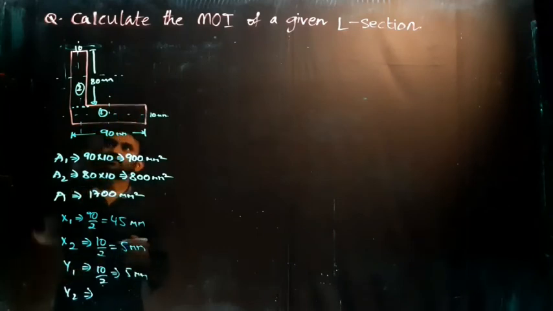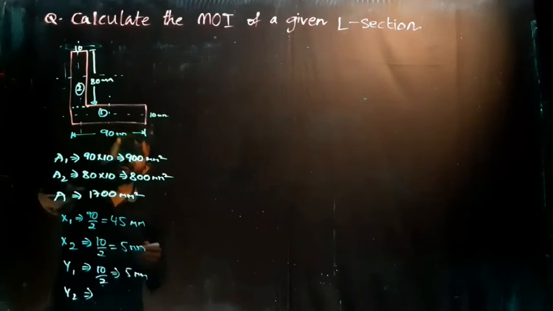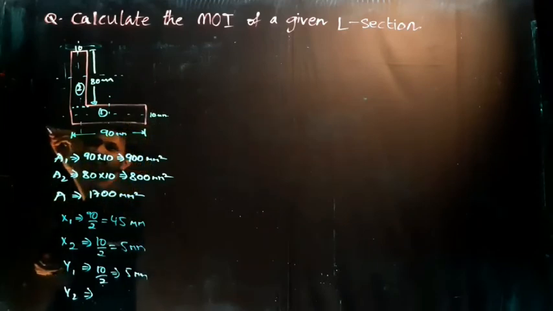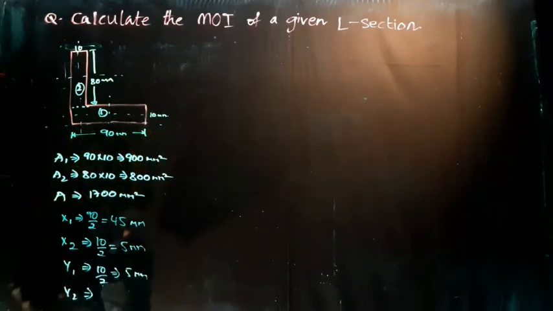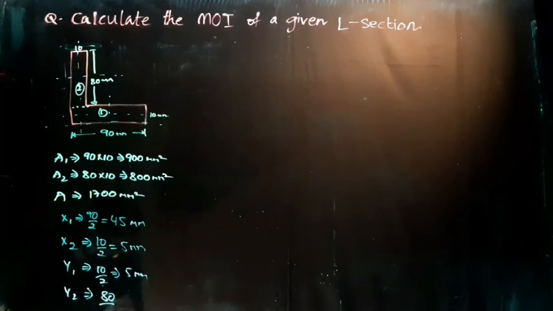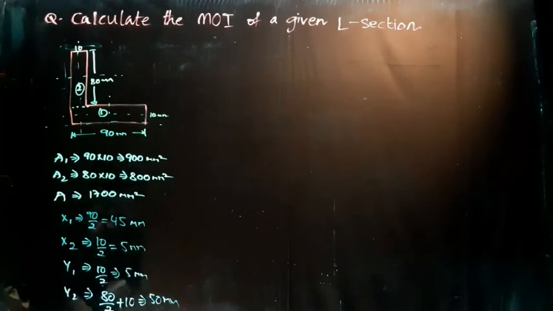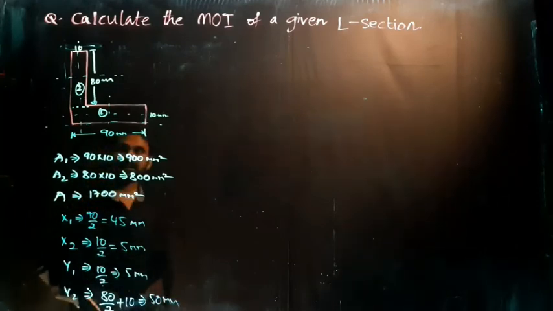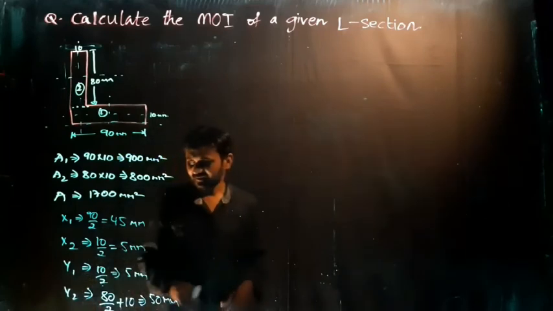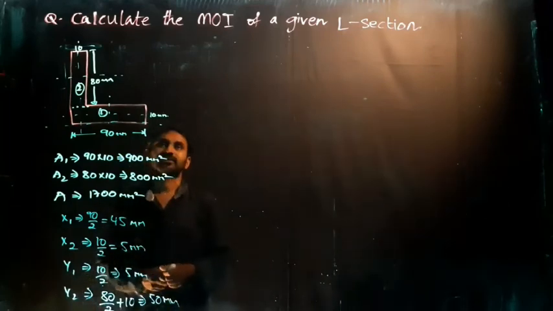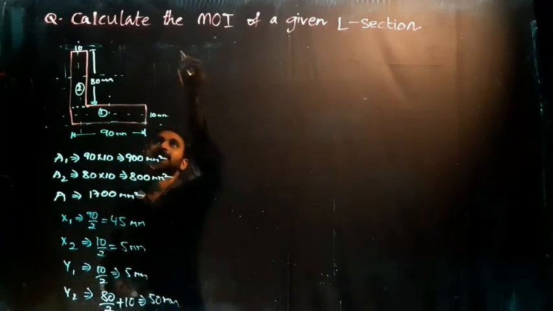When it is cut in the horizontal direction, this is 80, so that will be 80 by 2 plus 10, because my figure starts from here, right? So 80 by 2 plus 10, so this is equal to 50 mm. Now I need to calculate x bar as well as y bar. Now let's calculate x bar.